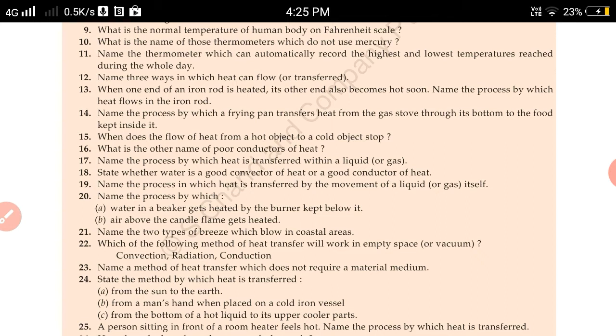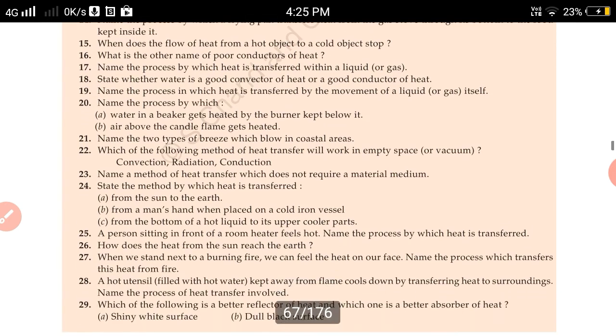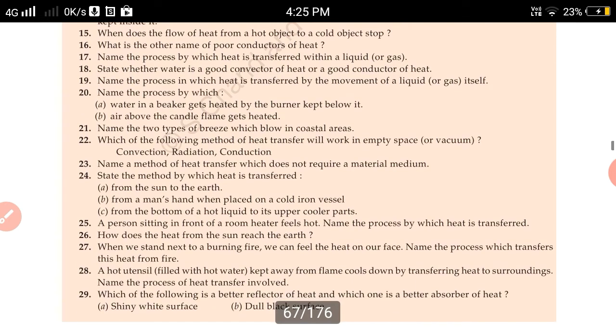It is radiation. State the method by which heat is transferred from the sun to the earth: it is radiation. From the man's hand when placed on a cold iron vessel: that is due to conduction. And from the bottom of a hot liquid to its upper cooler part: it is due to the convection process. A person sitting in front of a room heater feels hot. Now, name the process by which heat is transferred. It is the radiation process.